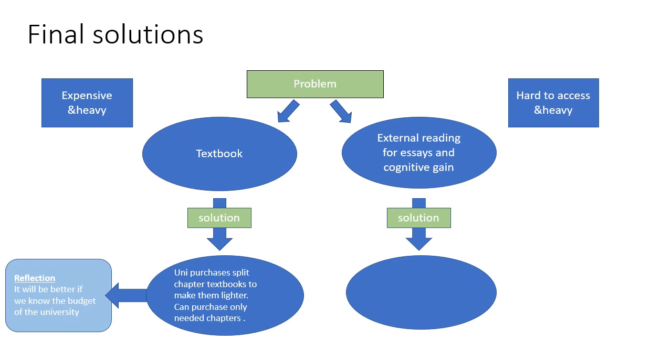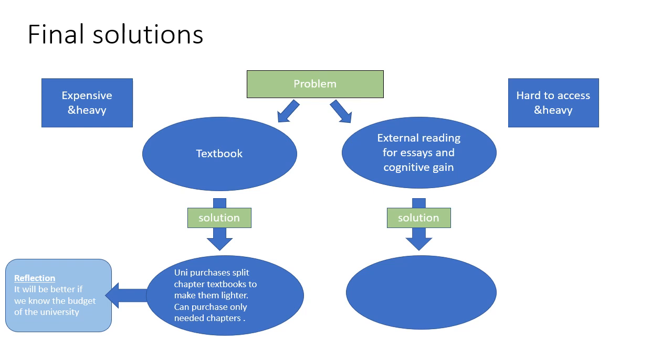After processing all the previous steps, we come up with our final solutions. For the persona Ailai, her problems are expensive and heavy books, so we need to solve the problem of lack of paper textbooks. The solution is that the university can purchase split-chapter textbooks to make them lighter, purchasing more of the needed chapters than the relatively less needed ones, and then they can lend the books chapter by chapter to students. However, it would be better if we knew the budget of the university libraries, in case, because of financial problems, we can't really implement our idea.